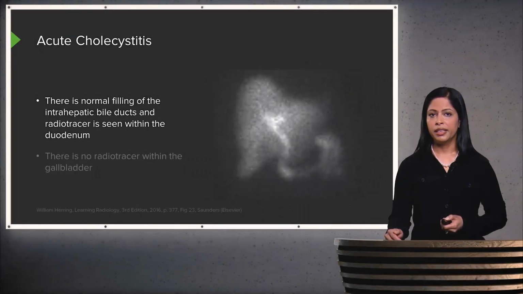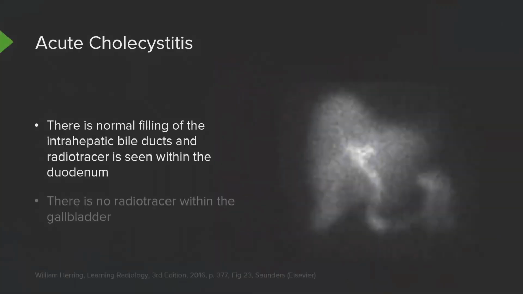So let's take a look at an example of acute cholecystitis. So we have normal filling of the intrahepatic bile ducts. We have normal activity within the liver, and then we have normal activity within the small bowel. However, there's no activity within the gallbladder, which should be right about here. So this is an example of what an acute cholecystitis would look like.